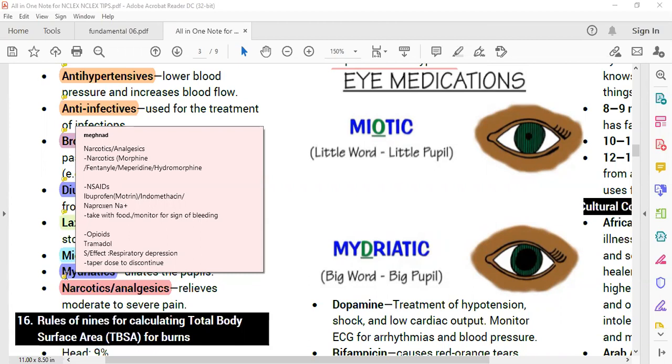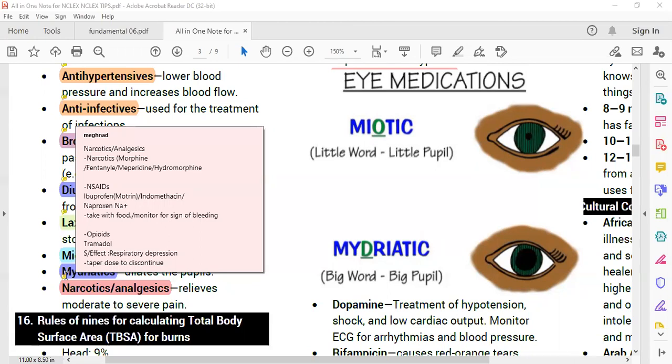So avoid other medication causing central nervous system depression, like monoamine oxidase inhibitors, antihistamines or muscle relaxants, not to be given with opioids. And with NSAIDs, it is good to take with food, or tell your patient to monitor for signs of bleeding.